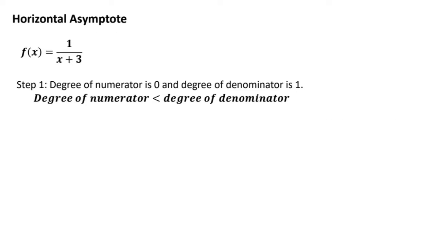So let's look at our problem. We can convert that 1 into x to the 0, because anything to the 0 power would give us 1. By doing that, we can see that 0 is smaller than 1, because the degree of the denominator is 1. So in our particular problem, it falls under this case: the degree of the numerator is smaller than the degree of the denominator. So hence we have a horizontal asymptote at y equals 0.